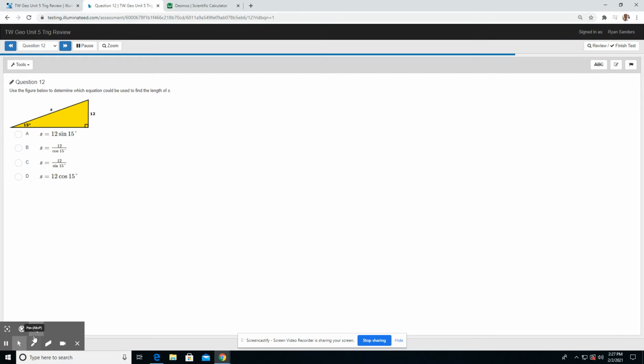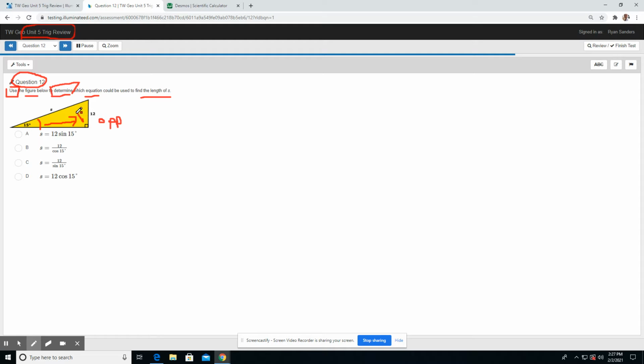All right, we're finishing up our Unit 5 trig review. We're on question 12. Use the figure below to determine which equation would be used to find the length of S. Here's our reference angle. Let's label everything. Across from it is the opposite side.